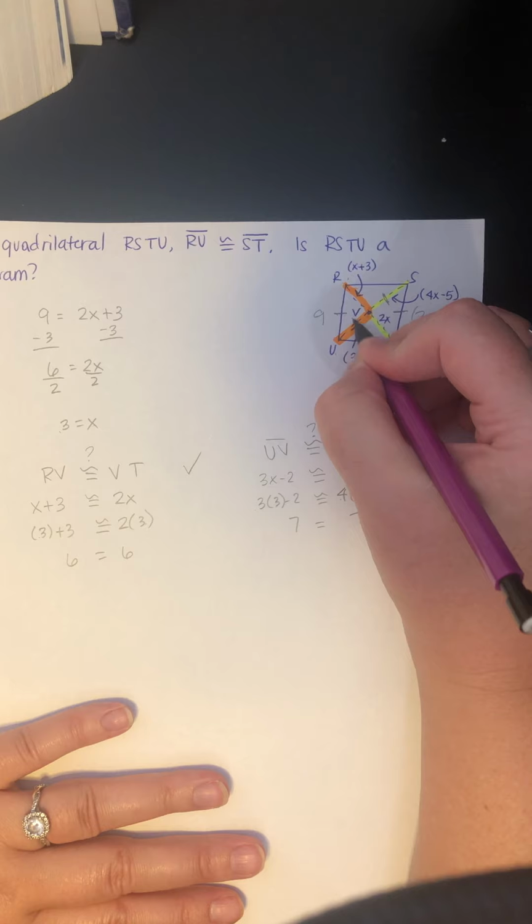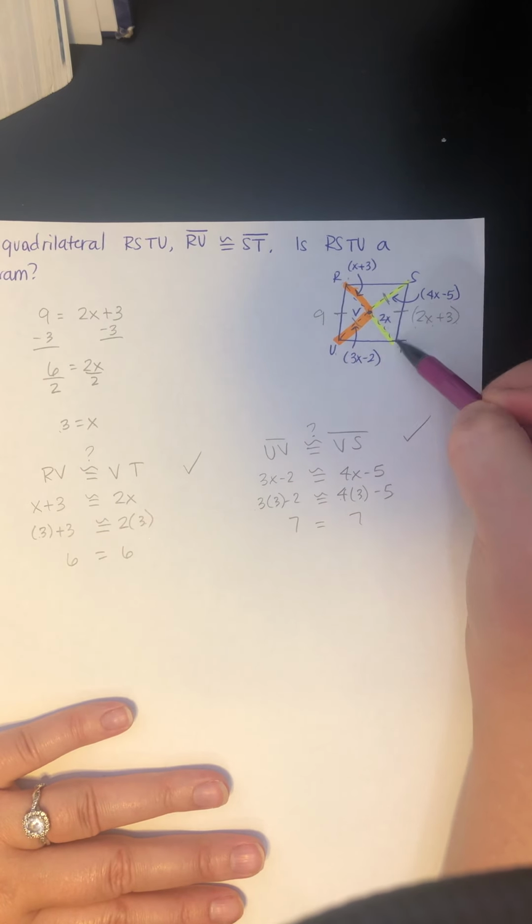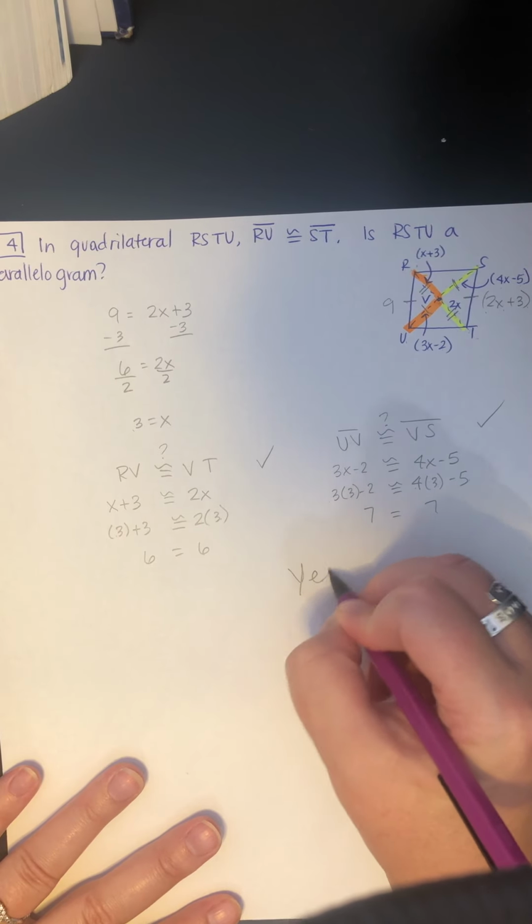You can draw a little tick mark. And then RV is congruent to VT. Draw 2 tick marks. Okay, so yes, it's a parallelogram.